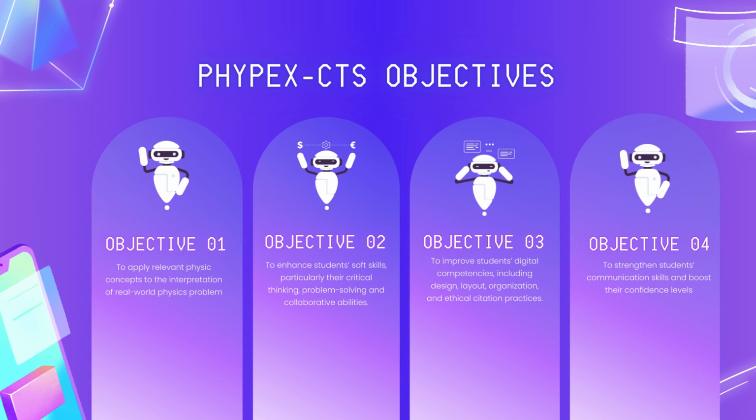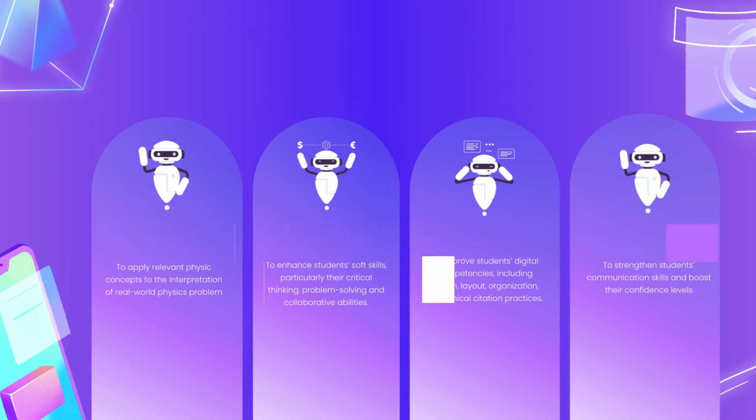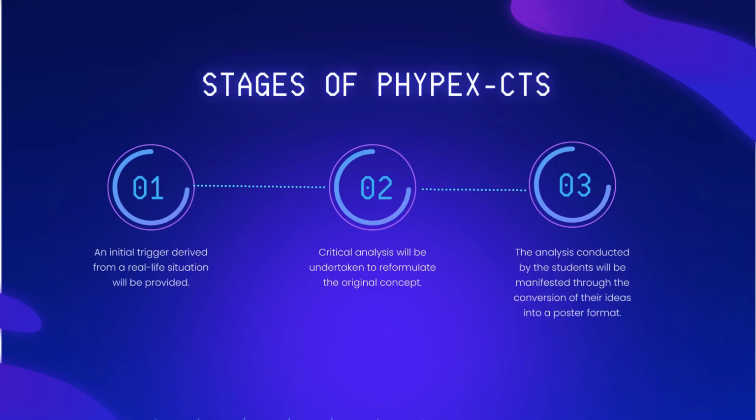2. To enhance students' soft skills, particularly their critical thinking, problem-solving and collaborative abilities. 3. To improve students' digital competencies, including design, layout, organization, and ethical citation practices. 4. To strengthen students' communication skills and boost their confidence levels. PhyPEx CTS is implemented in 3 primary stages.